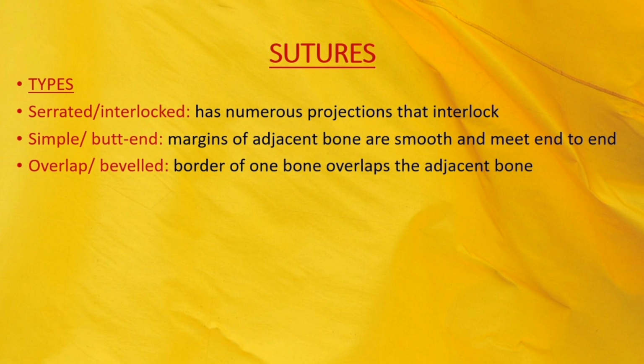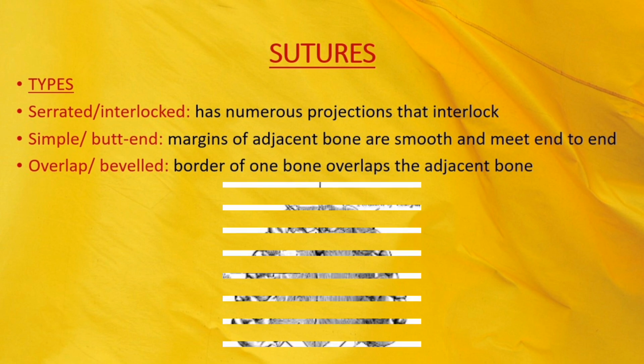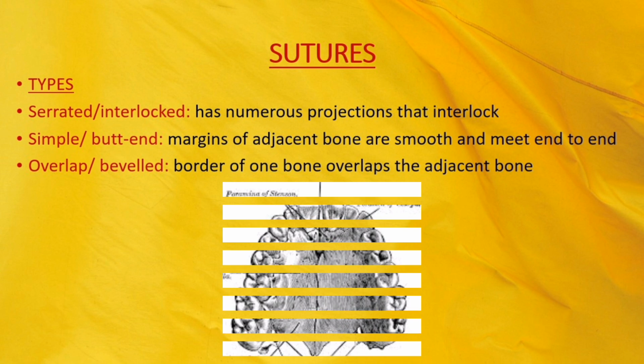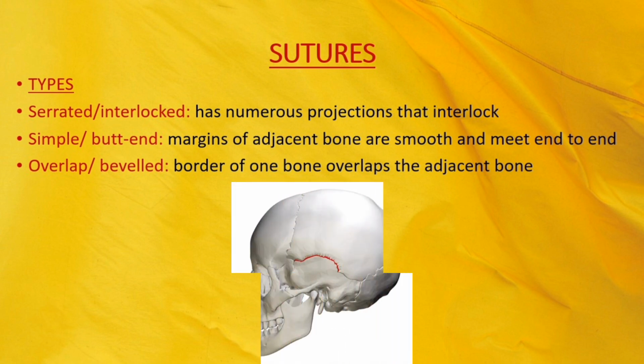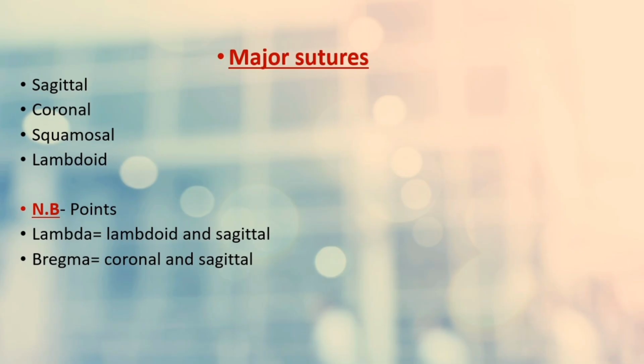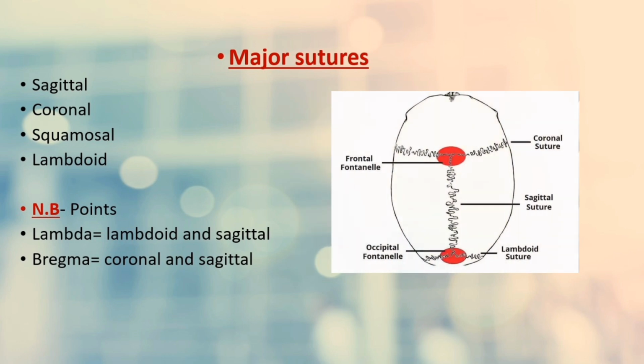2. Simple or butt-end sutures. In these sutures, the margins of adjacent bones are smooth and they meet end to end. For example, the suture that separates the 2 palatal shelves of the maxilla. 3. Overlap or beveled sutures. In this suture, the border of one bone overlaps the adjacent bone. This is mostly seen in the squamosal suture. The major sutures in the skull include the sagittal suture, the coronal suture, the squamosal suture and the lambdoid suture.